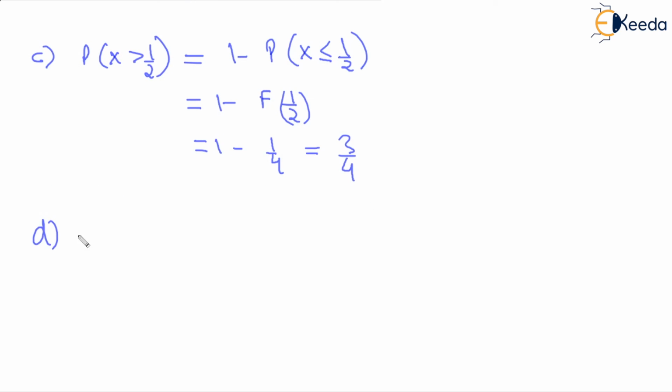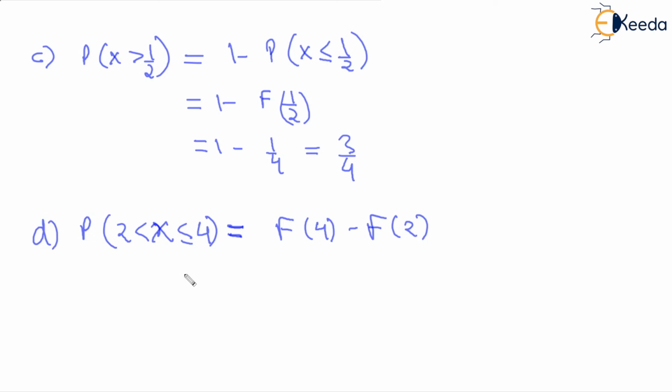Next is probability for the interval greater than 2 and less than equal to 4. So this is possible. This is very simple. Directly we can write f of 4 minus f of 2, right? We know the direct formula for this. This is included, this is not included. F of 4. So what is f of 4?